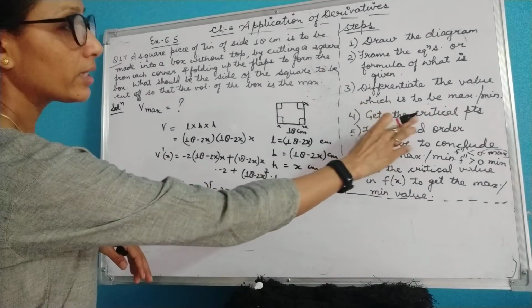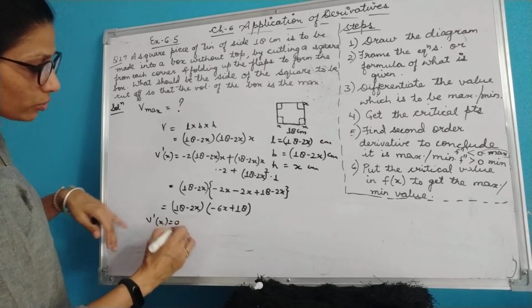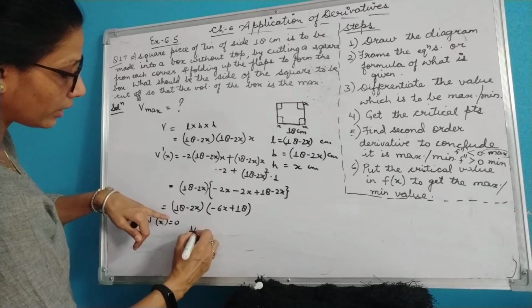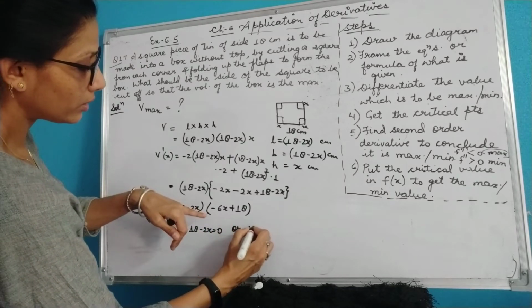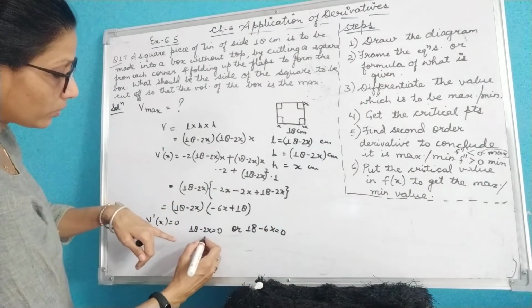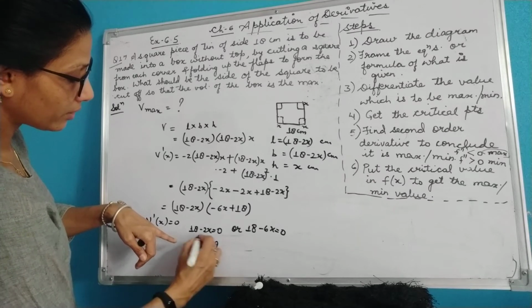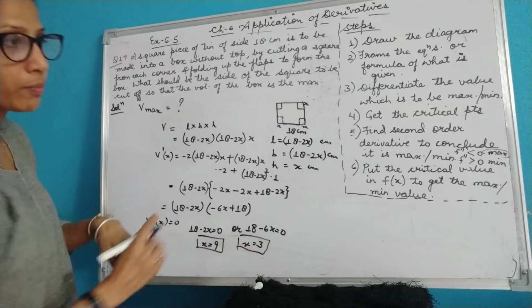Now to get the critical points, I need to equate this to 0. So if I equate it to 0, I will be getting two values: 18 minus 2x equal to 0 or 18 minus 6x equal to 0. So I will be getting over here x equal to 9 and here x equal to 3. So these are my critical points.